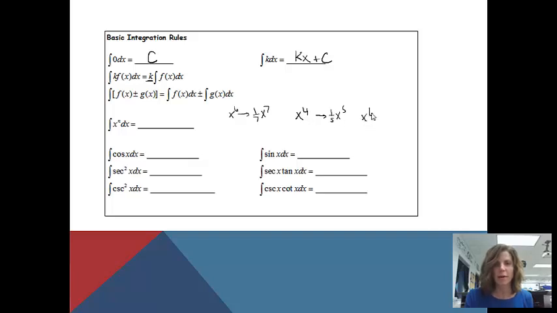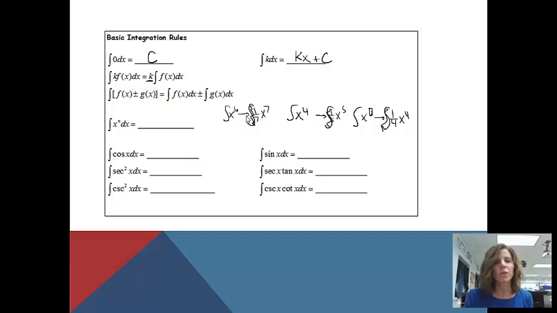Let's try x cubed. I'd have to start with 1/4 x to the fourth, because when I took the derivative of this, I'd get x cubed. So notice, hopefully you're seeing a pattern here. When I take the integral, so this was all the antiderivative, I took the antiderivative of those, that's what I would end up with, because this is what I take the derivative of to get x to the sixth.